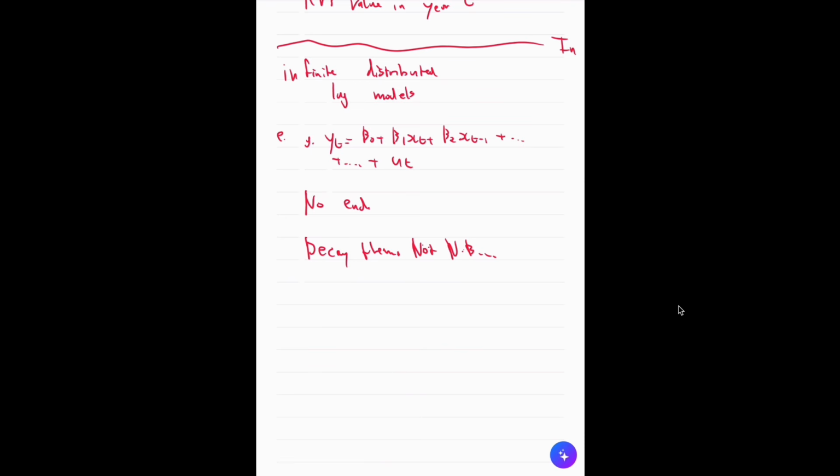But an infinite distributed lag model is just where we take infinite lags, which in practice technically isn't possible because we obviously don't have infinite amounts of data. But what you would do is there's a decaying factor or whatever, but we don't need to know that. That's not super important.